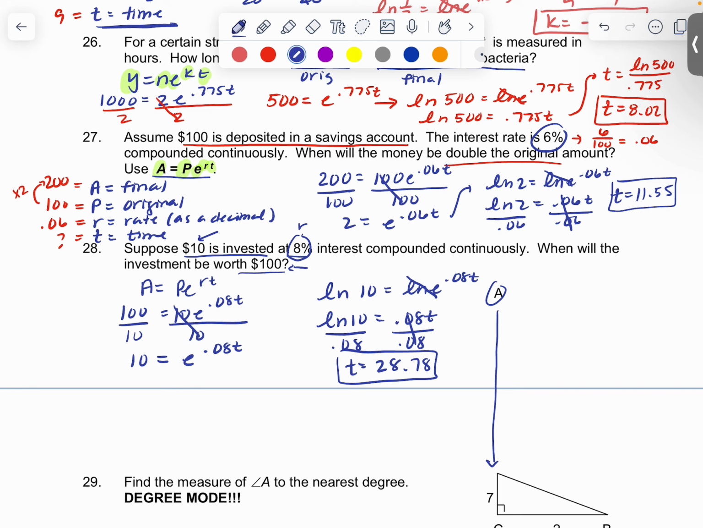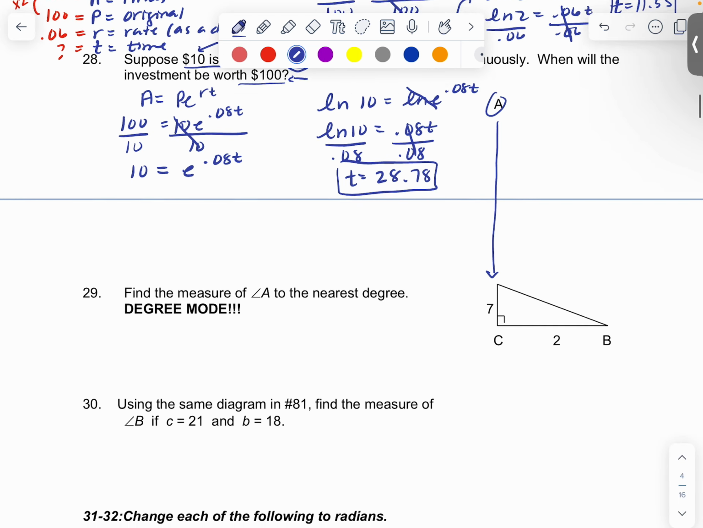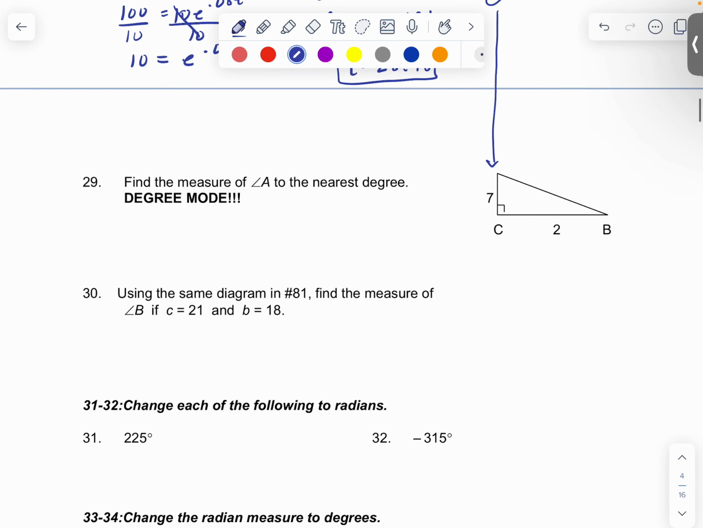Okay, that finishes the logarithm unit. Now, the next part, this is where we start with trig. Again, I said this was supposed to be angle A. So let's look at this. It says find the degree measure of angle A, rounded to the nearest degree, we'll do that in a minute.